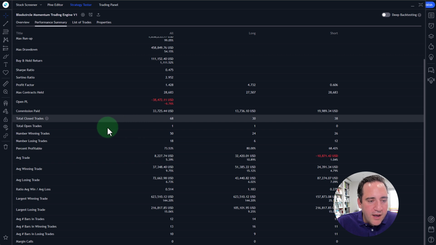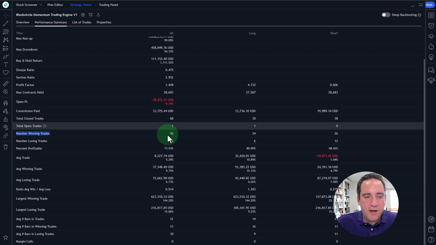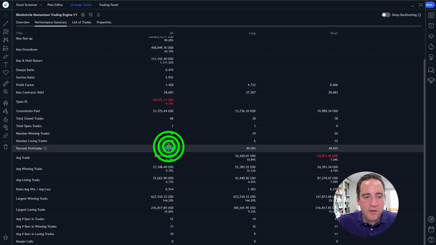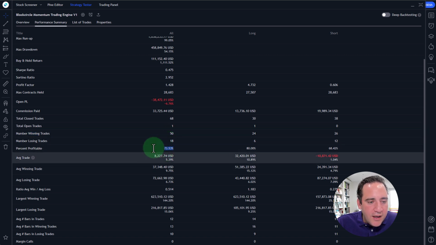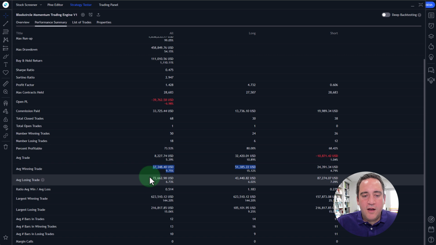But the ones that I like to focus on is the number of winning trades. That's determined by how many times you'd make at least some percent of profit divided by your closed trades, right? That shows you the amount of times that we're profitable. But the ones I like even more than that is the average trade. On average, we make 5.39%. On average of those winning trades, we make 9.75%. On average for those losing trades, we lose 6.7%.